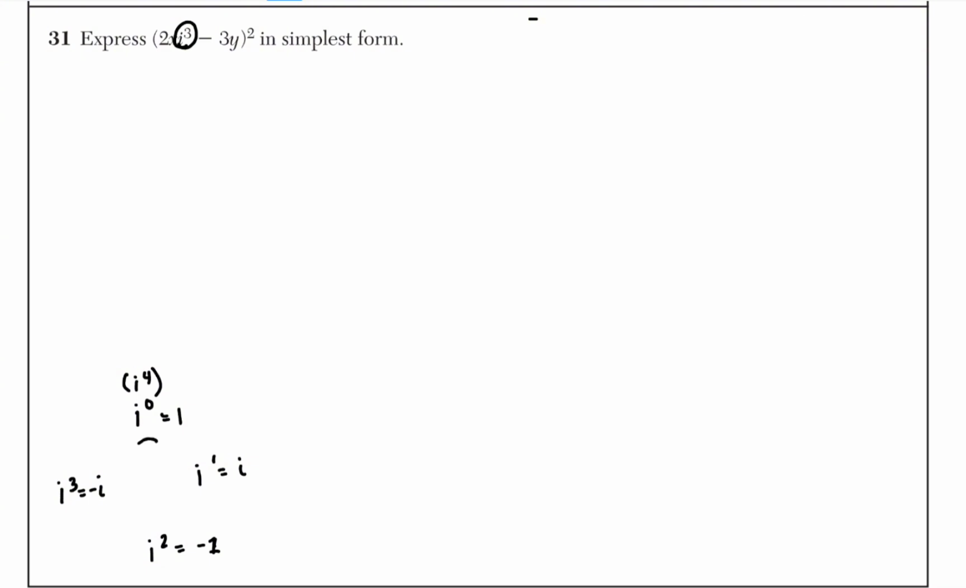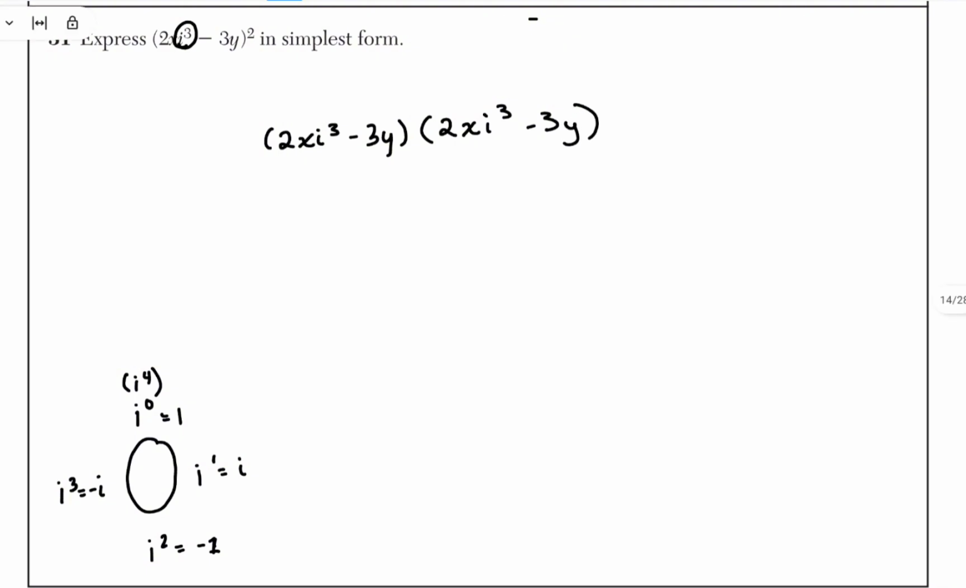Okay? So that is our i circle. Not the perfect circle, but you get what I mean. And this is important because when we simplify and when we multiply, this is going to be helpful to use. So we're going to break down this binomial. Okay, so I'm going to do this in different colors so you can see each part. So 2xi cubed times 2xi cubed.